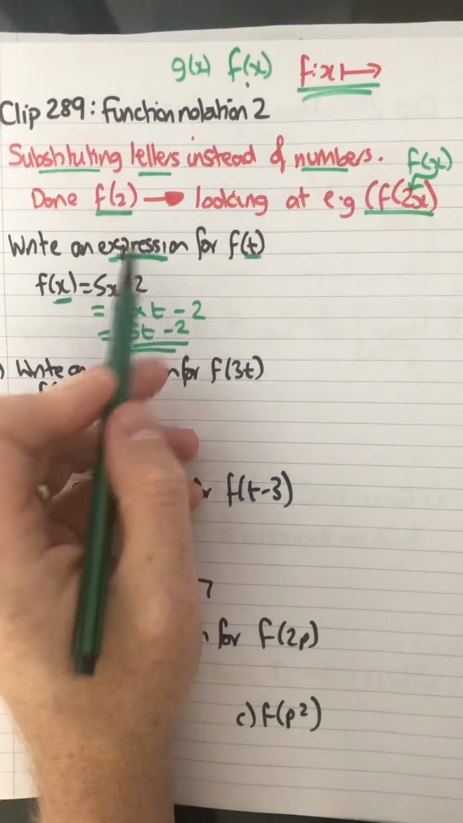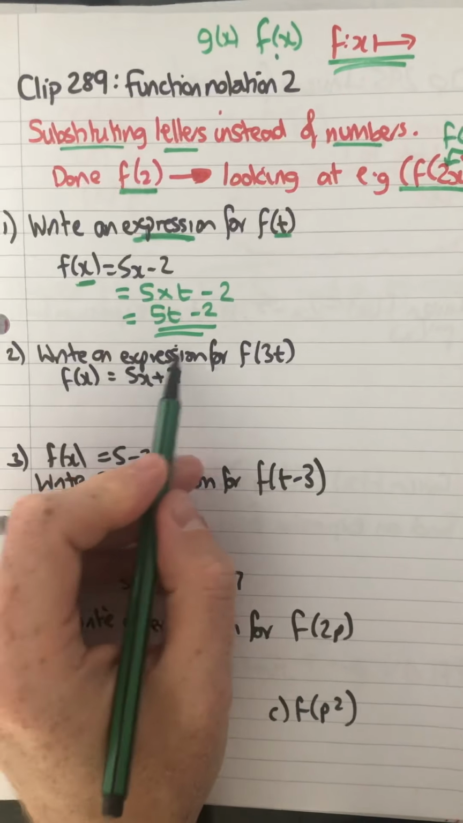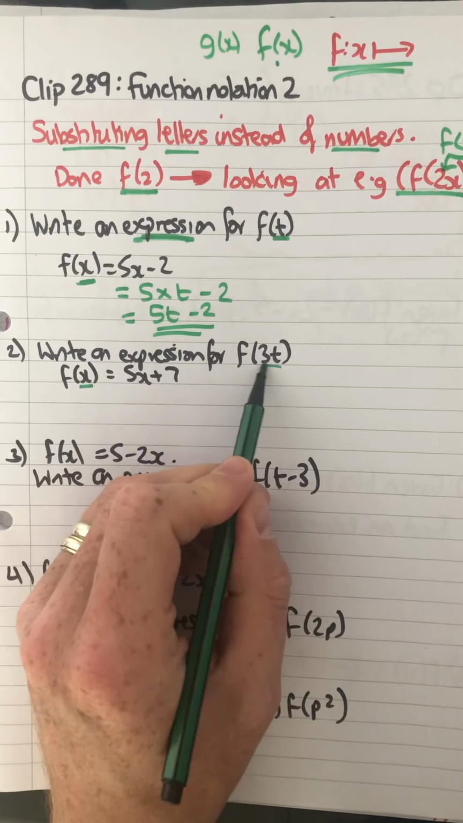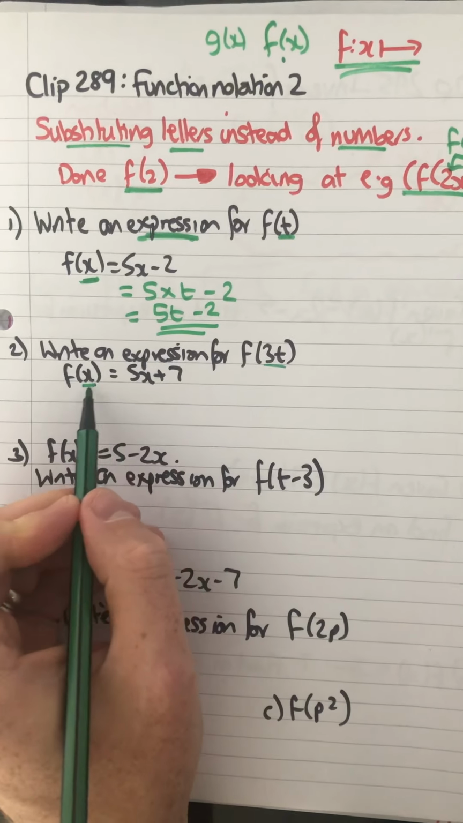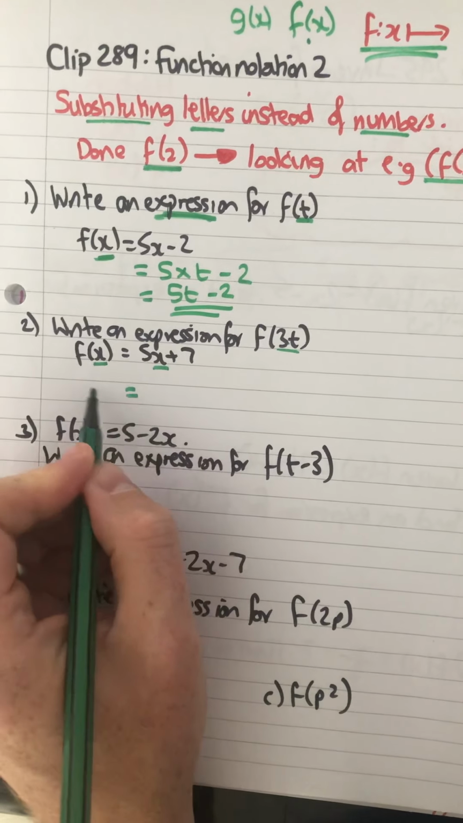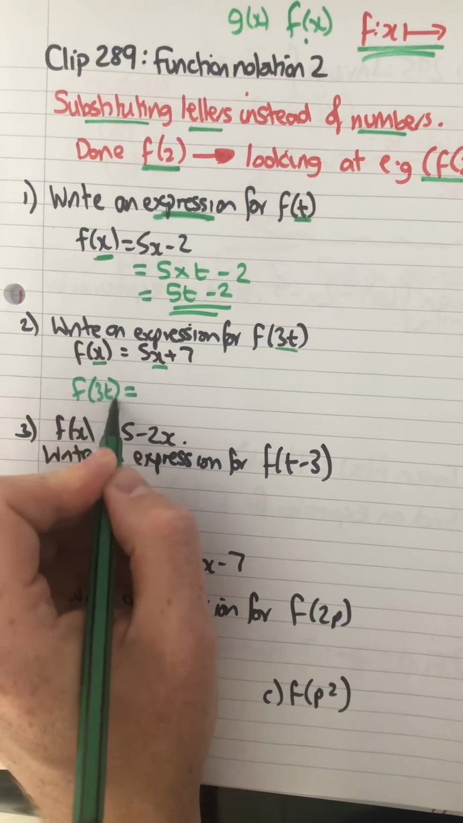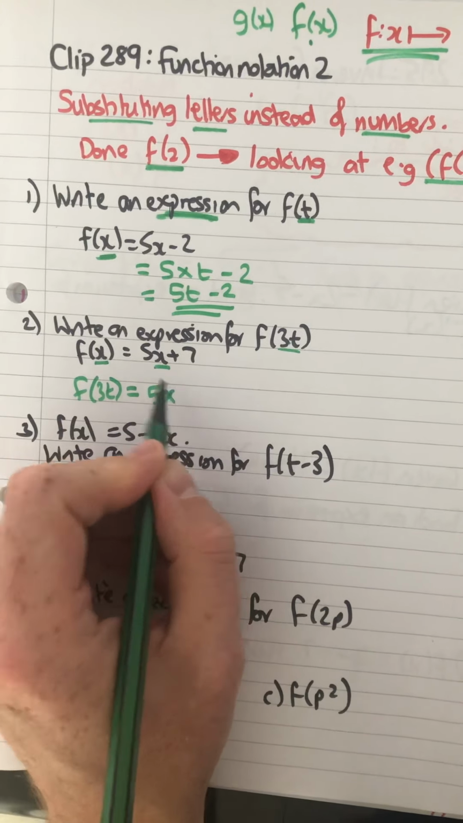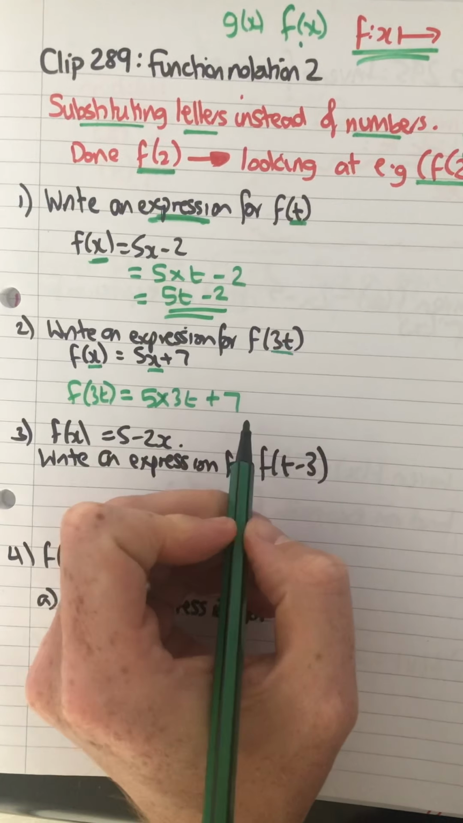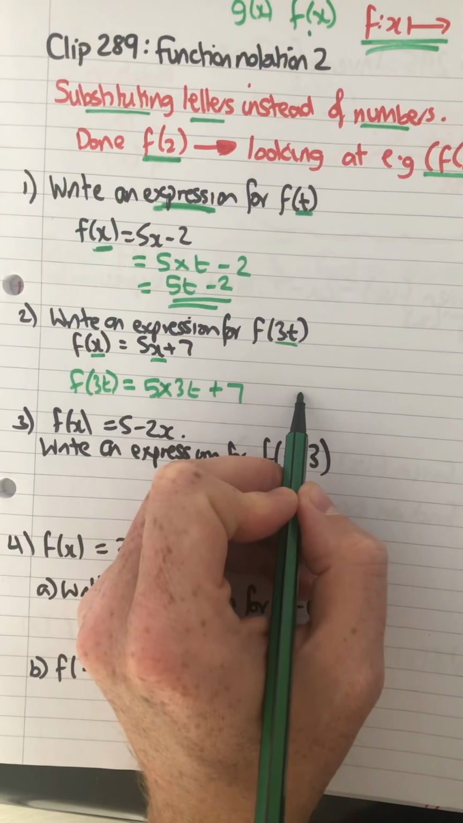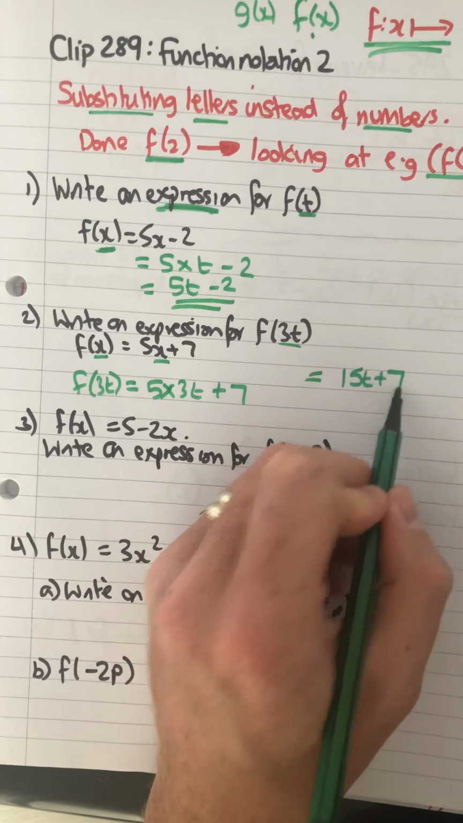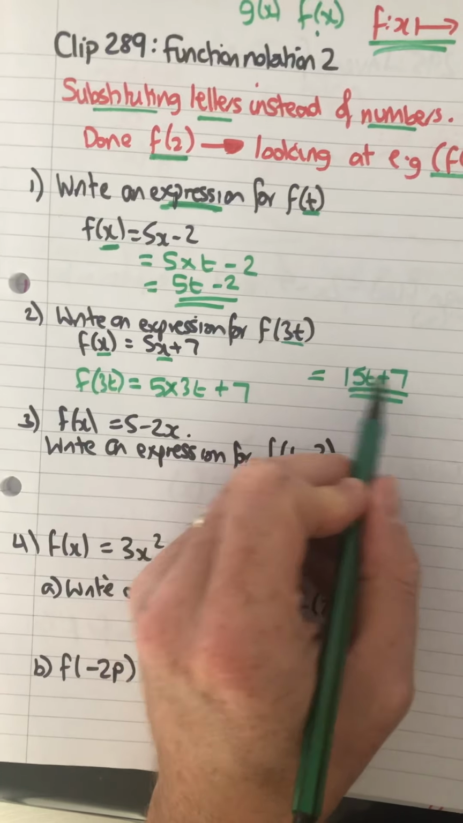Okay, if you've got the hang of this, next one. Write an expression for f of 3t. Again, we've changed the x for 3t. So all we're going to do is swap this x for 3t. So f of 3t is 5 times, swap the x for 3t, plus 7. So what's that? 5 times 3t is 15t, and then plus 7 on the end. Again, you can't combine this because they're different terms.